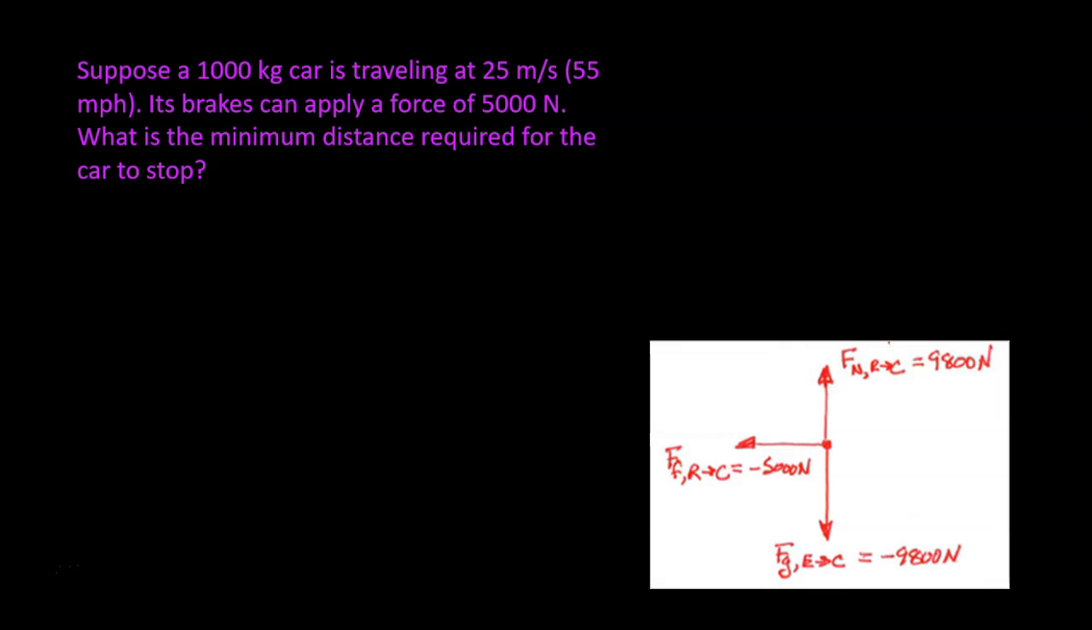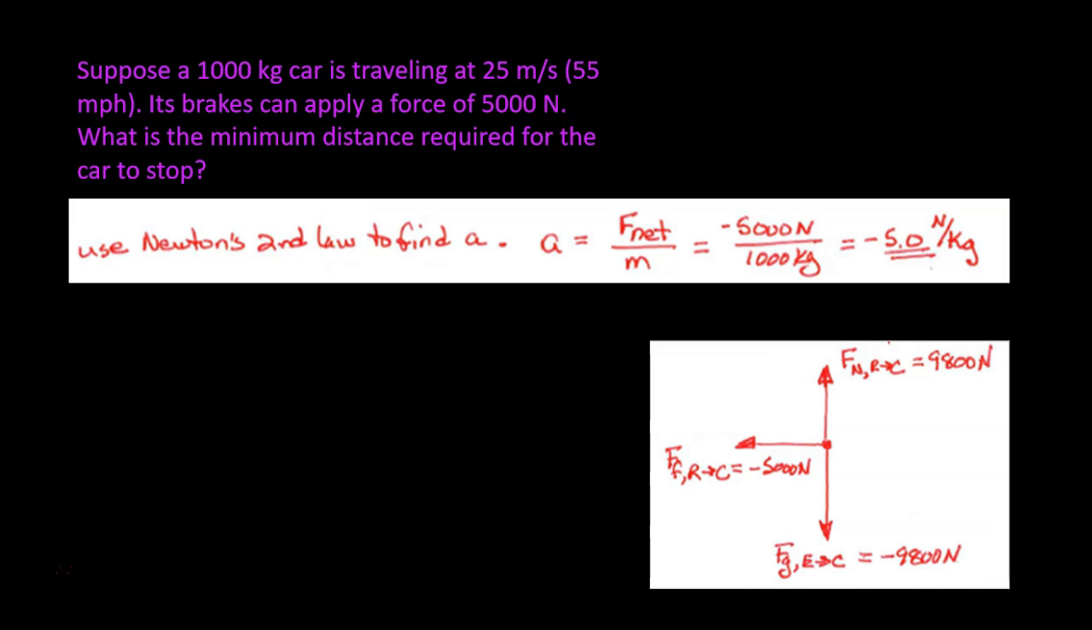First, let's draw a force diagram. So in this case, I'm having the car go to the right. There are no forces acting to the right, but then when the person applies the brakes, that creates a friction force to the left, slowing the car down. And of course, our gravity force and normal force balance each other. And we calculated those forces from the 1,000-kilogram mass of the car.